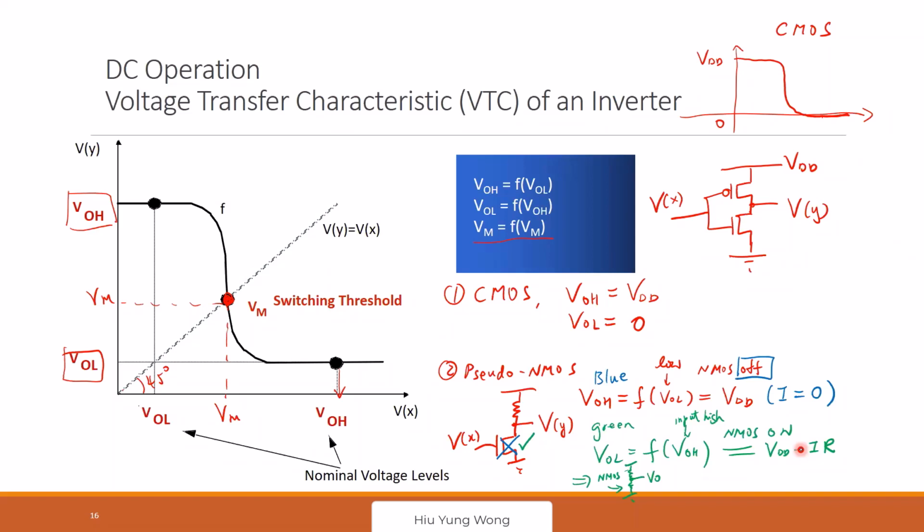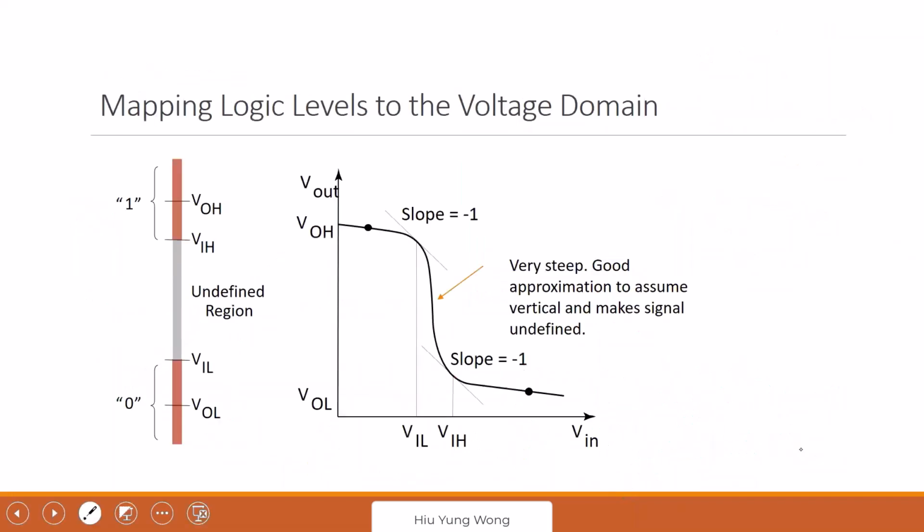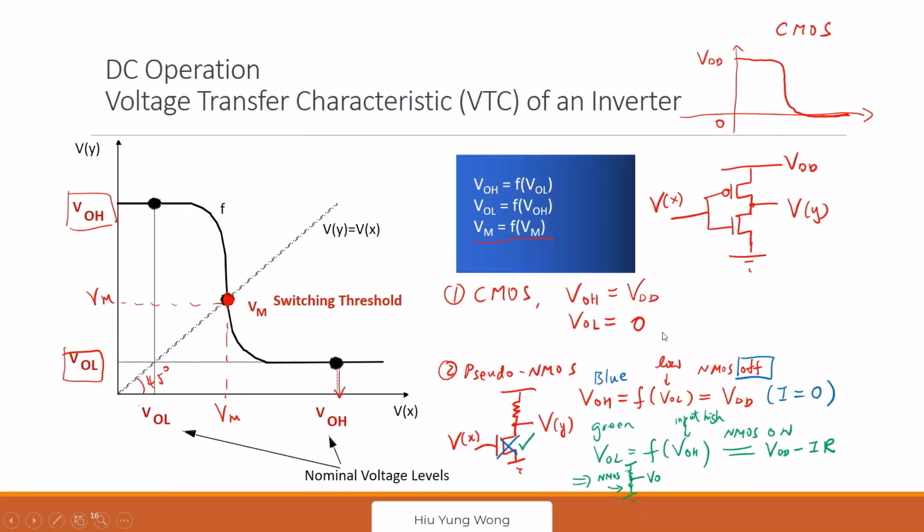So we learned 3 important metrics. You're sure that this will appear in your midterm. And then another metric is VIH and VIL. It is where you have the slope equal to -1. Professor, I had one question with respect to the previous slide. So how do we determine the VM? How do you determine the VM?